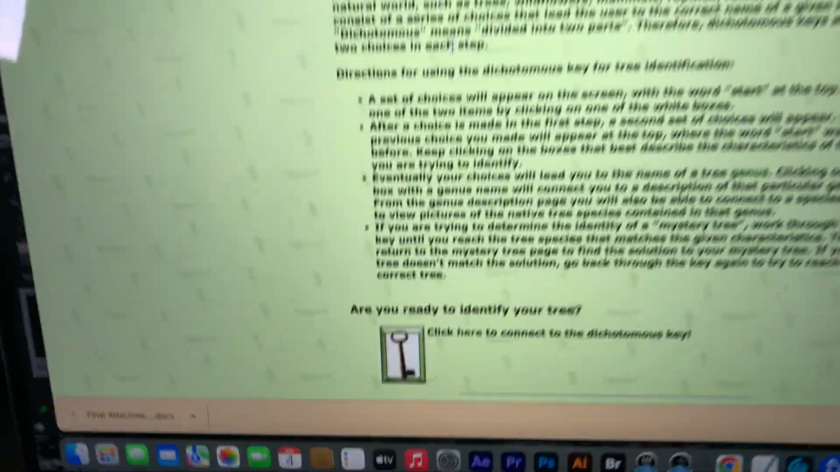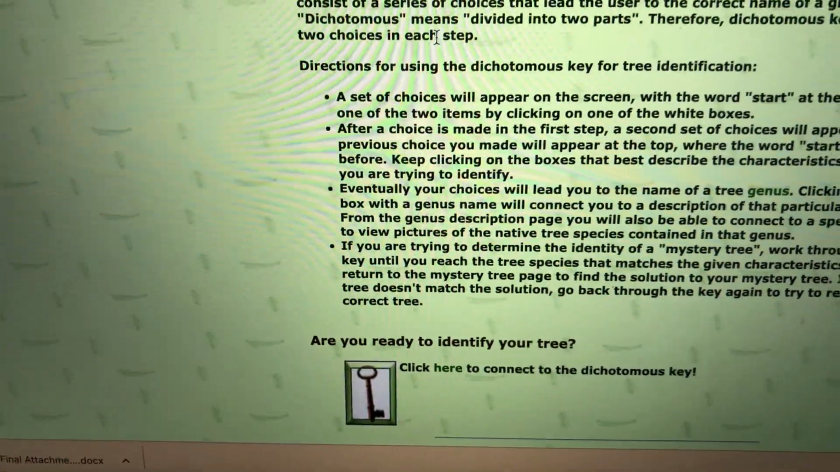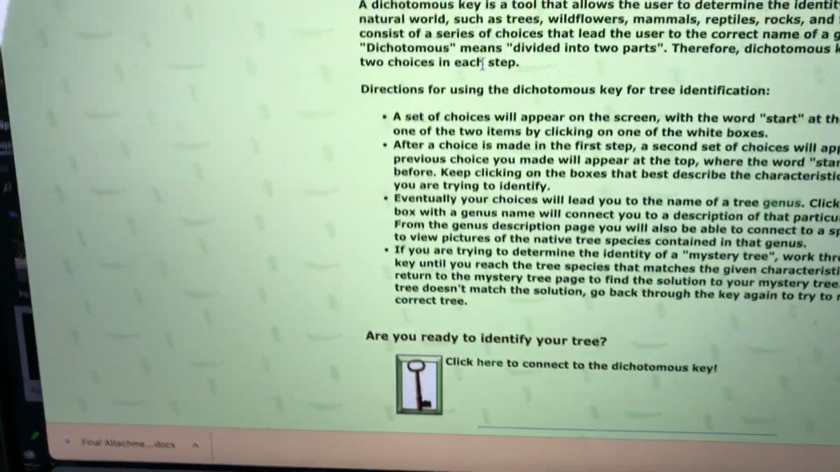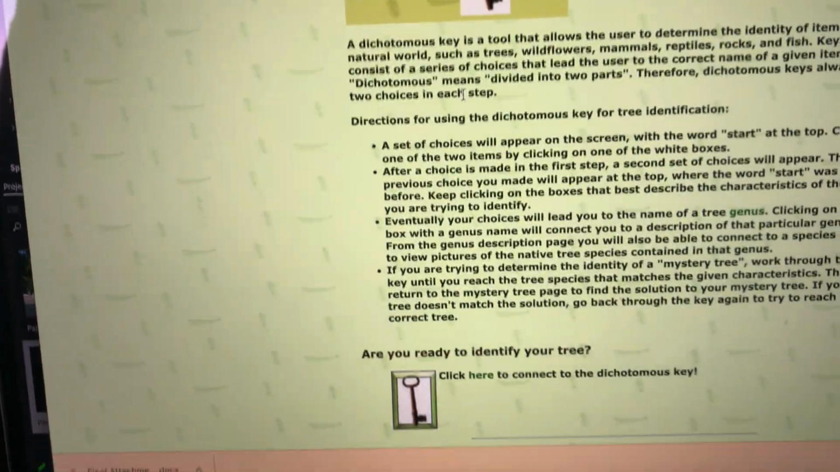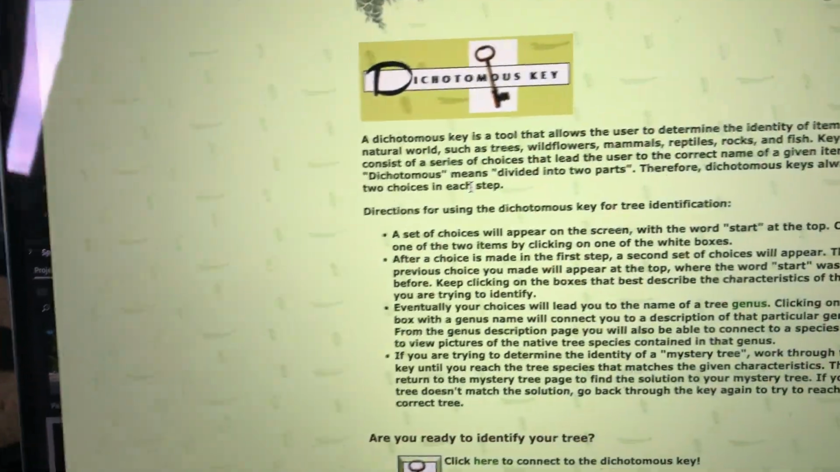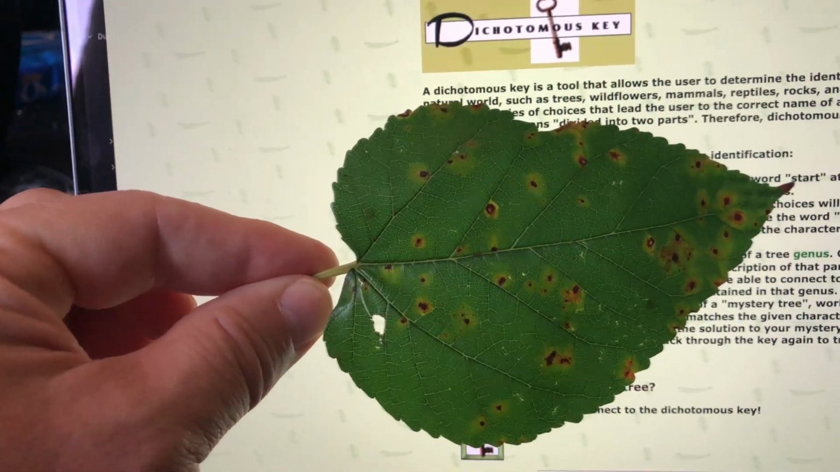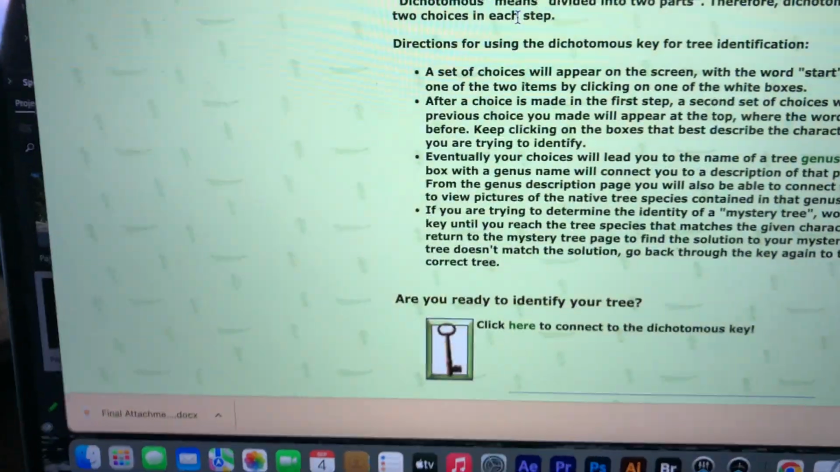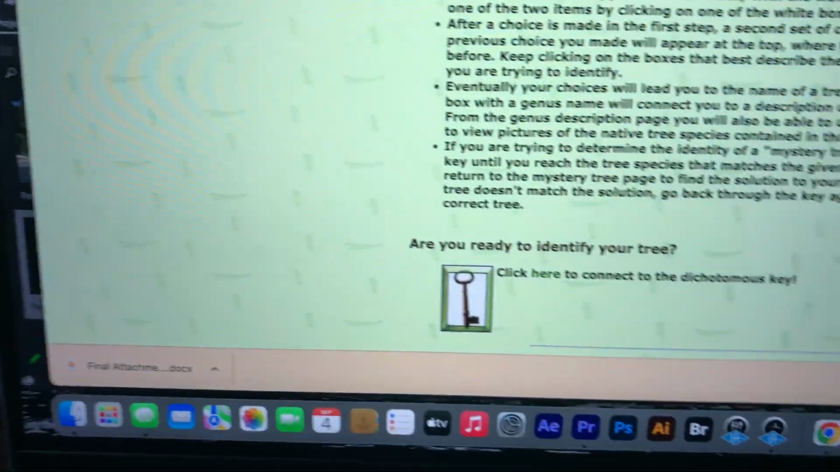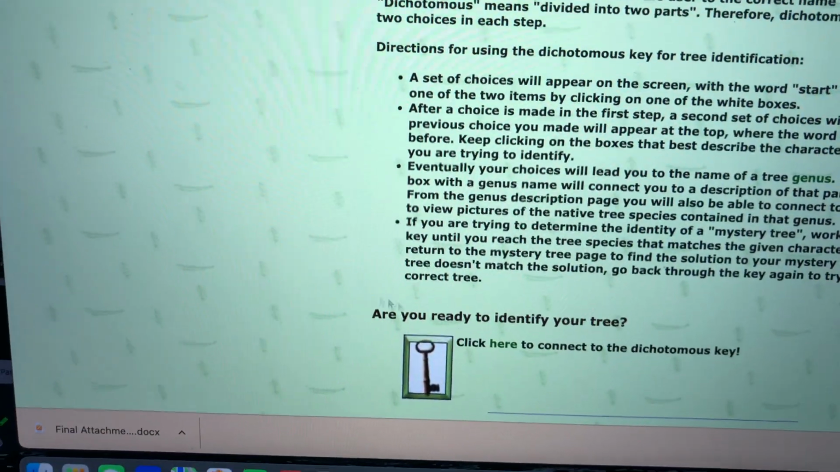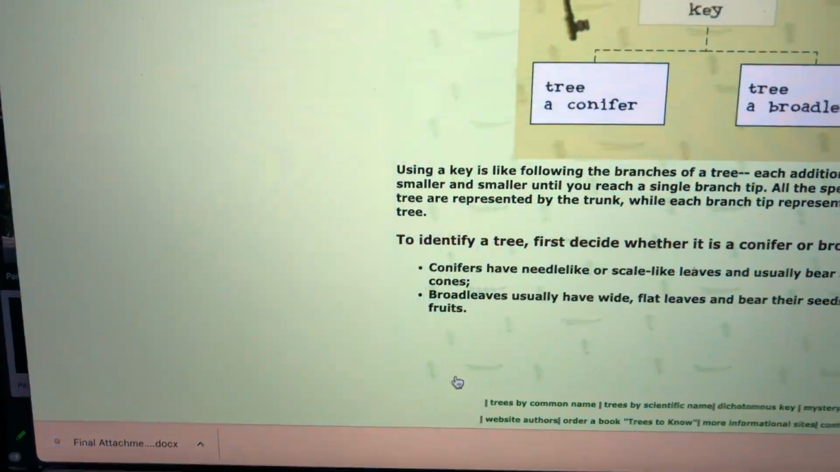But this is the way a key works, and you can see it's got a key down there. Can you identify your tree? All right, so we've got our leaf. Let me put our leaf up there. So this is the leaf that's of question, right? So we're going to use this, and this is how a dichotomous key works. So let's start working and click on the key. So that's what I'm going to do. I'm going to click on the key here.